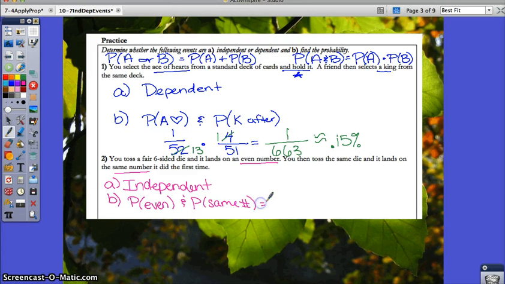So the probability of even, how many numbers are even on a die? 2, 4, or 6. So 3 out of 6, or 1/2. And is multiply. And then the same number.